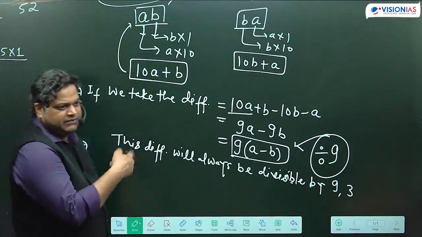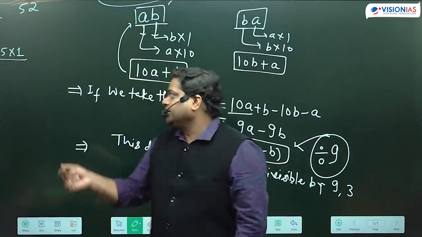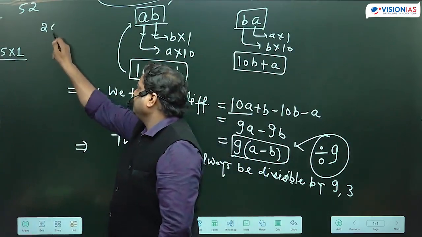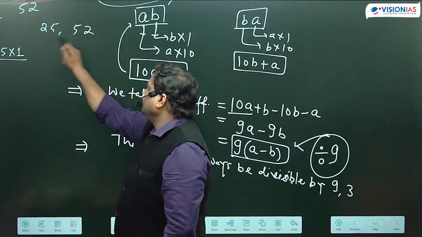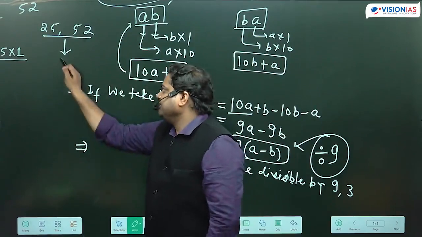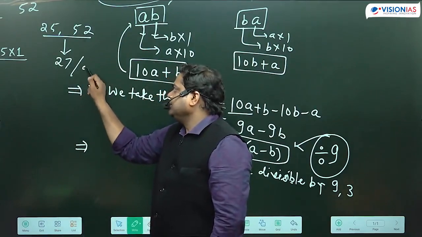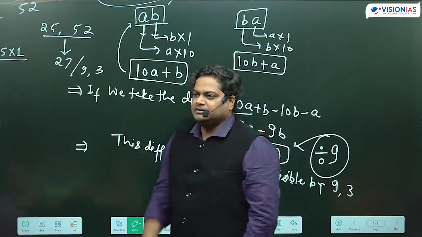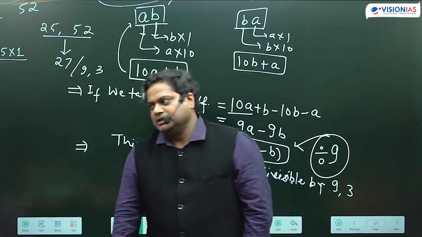Take any number. 25 लिया, 25 का reverse करा, what we are getting? 52. What difference we are getting 25 and 52 का? 27. 27 is divisible by 9 as well as 3. Take any two-digit number. You will get the same.